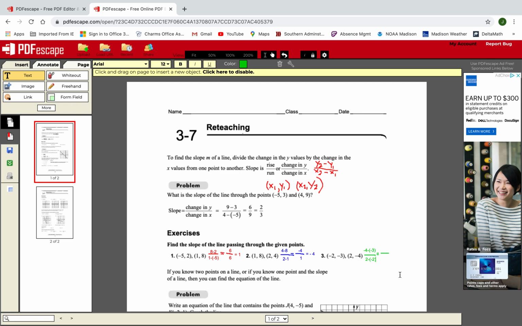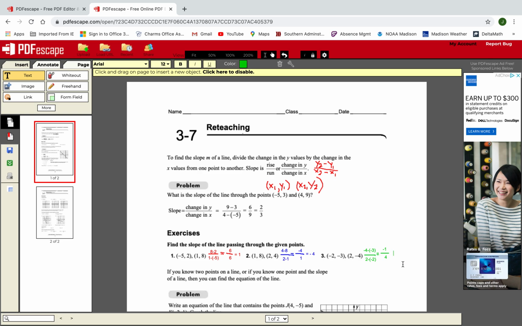So when we clean this up, remember minus a negative is the same thing as plus. So in the numerator, negative 4 minus a negative 3 is the same thing as negative 4 plus 3. Negative 4 plus 3 is, of course, negative 1. And then in the denominator, we have 2 minus a negative 2, which is the same as 2 plus 2, which is 4. And negative 1/4 is really all you need here.